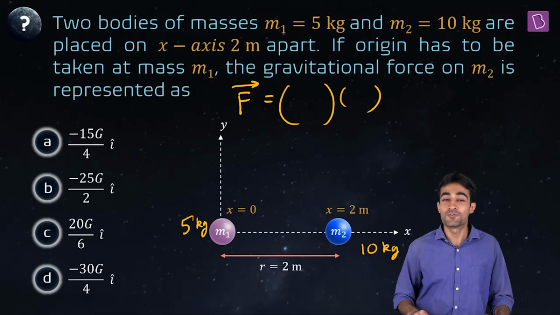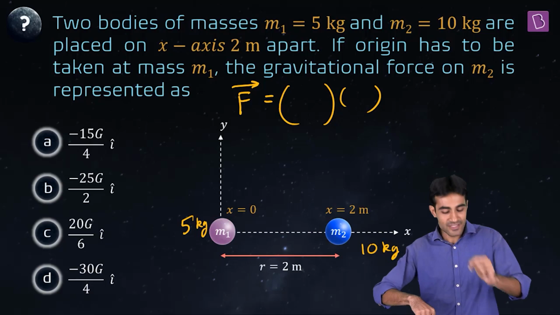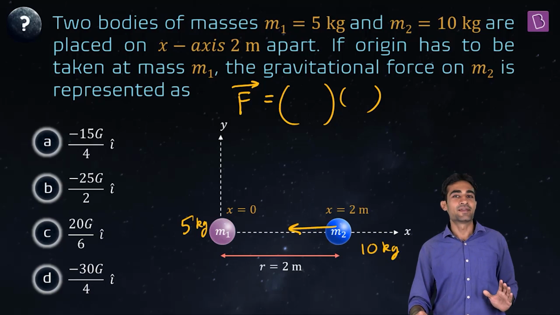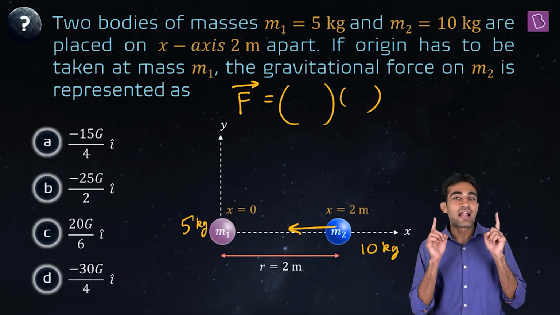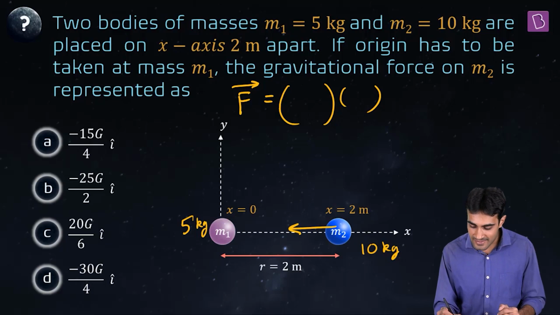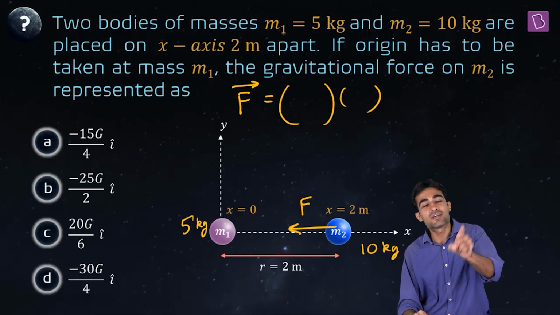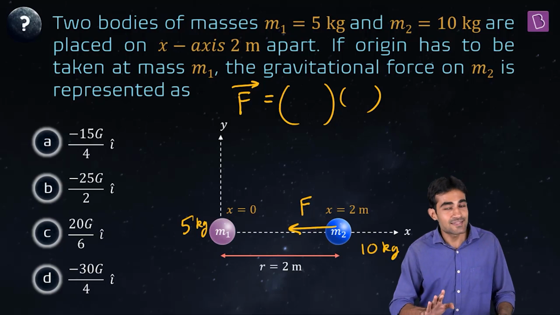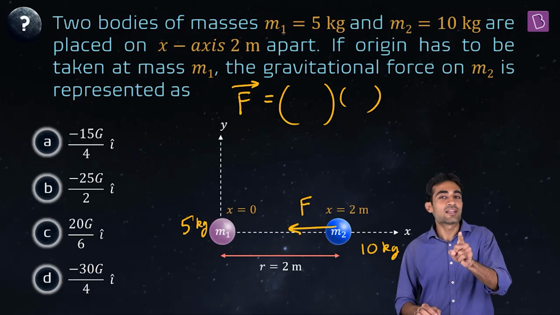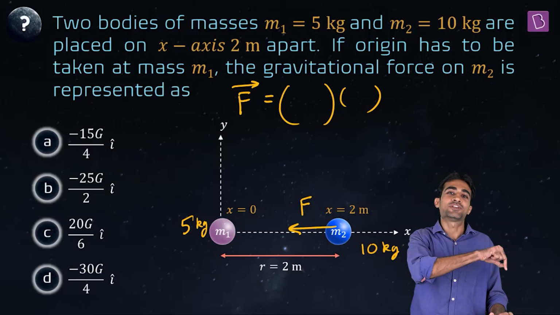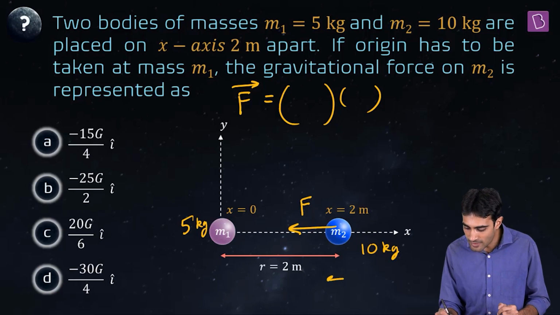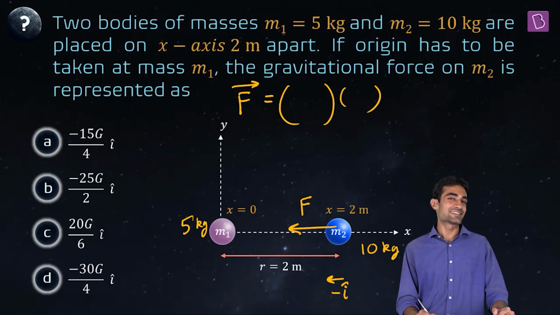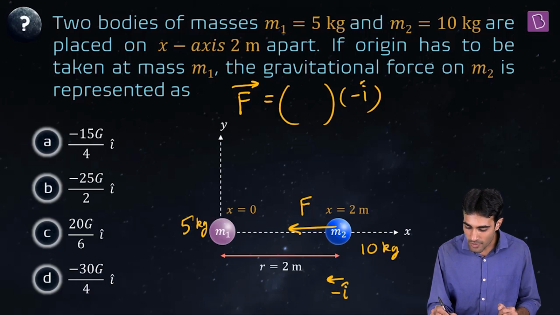Good? Good. Let's see the direction of force on m2. Can you guess the direction? You will say yes. So what is the direction? The direction of gravitational force on mass m2 is towards mass m1. Remember, force of gravity is attractive in nature. So this is the force on mass m2. It is towards the origin. Now we know the unit vector along the positive x-axis is i cap. And this direction is opposite. It is towards the origin. So, the unit vector along this direction will be minus i cap. Can you see that? Yes. So, the direction we already know.